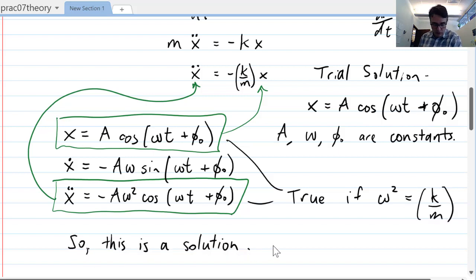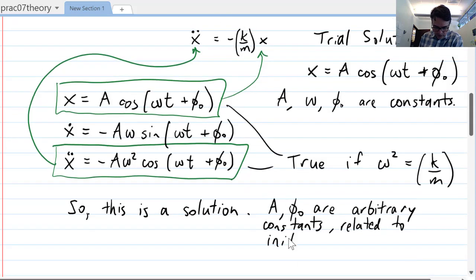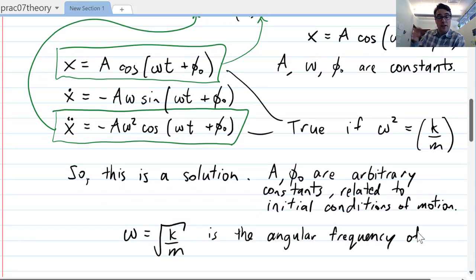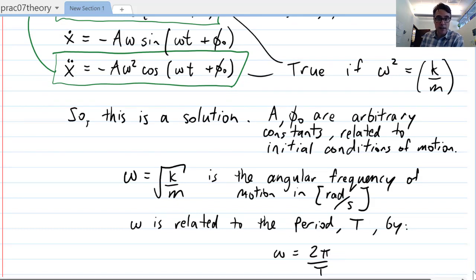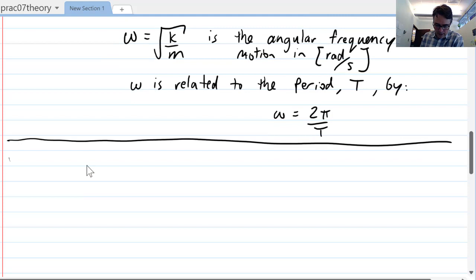So this is a solution. A and phi naught are arbitrary constants, and these are related to the initial conditions of the motion. But omega is not arbitrary. Omega must be the square root of k over m. We call omega the angular frequency of the motion, since it is the frequency of oscillations, but it's measured in radians per second. And omega is related to the period T by omega equals 2 pi over T. Okay, so that's the first oscillating system.